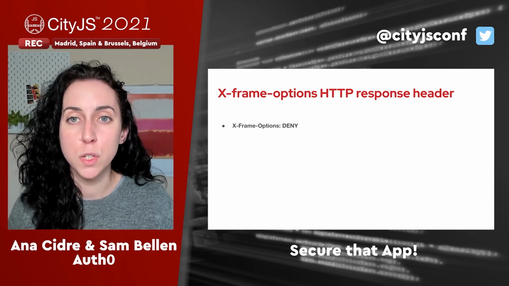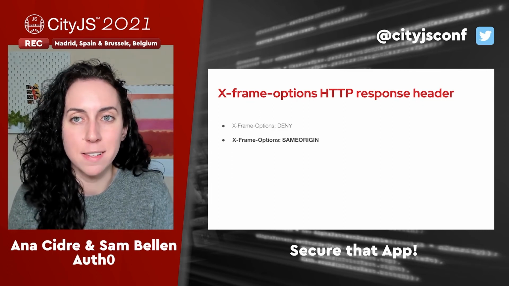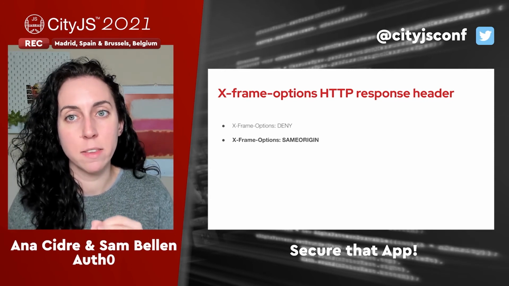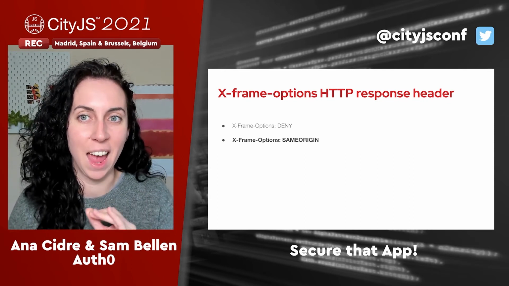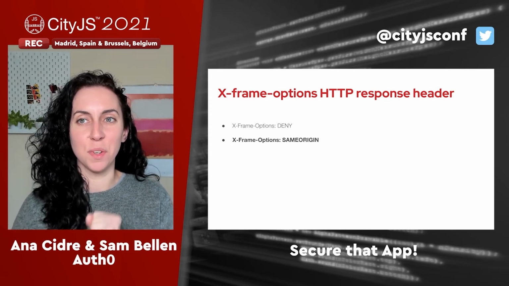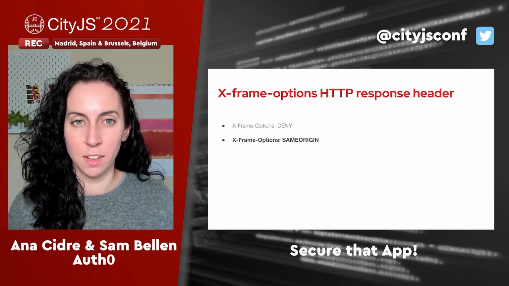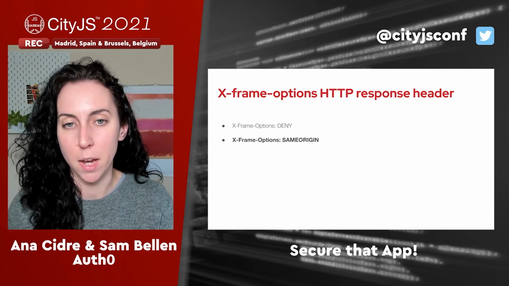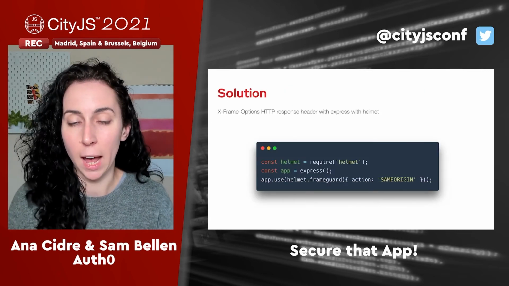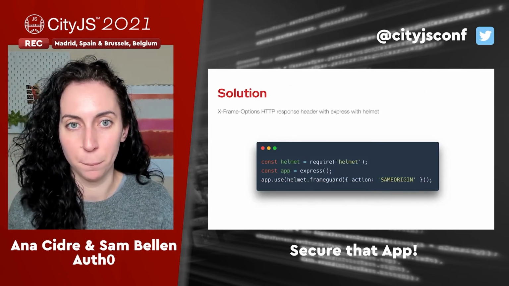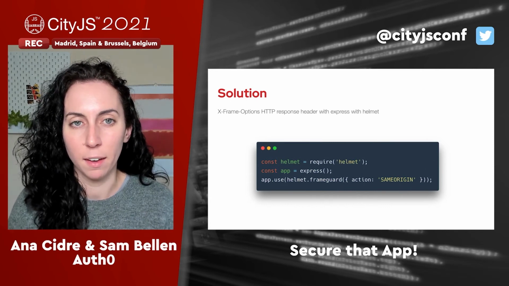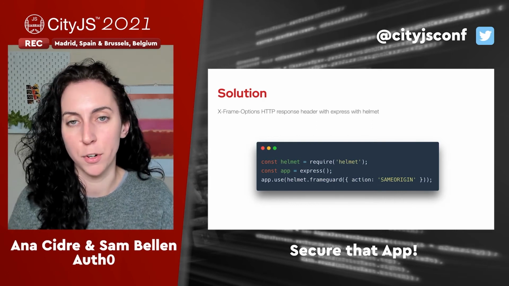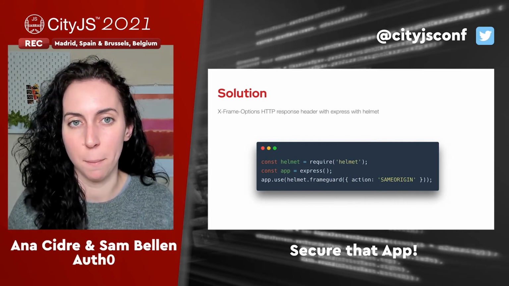Now, if we specify SAMEORIGIN, you can still use the page in a frame as long as the site including it in a frame is the same as the one serving the page. So we have deny for all pages and same origin for ones that are coming from the same site. Let's take a look at how this might look in Express, for example. So we have here helmet, and what we're saying is helmet.frameguard, and we're saying action sameorigin. So in this case, we're allowing sites from the same origin.